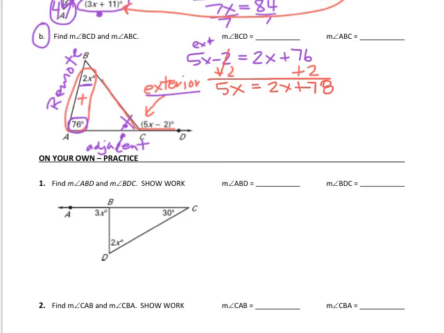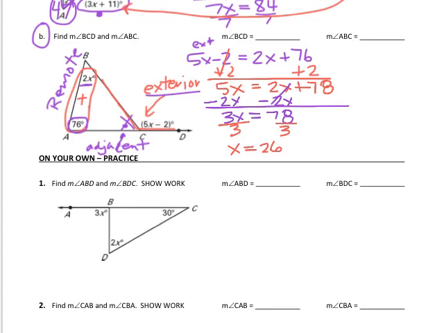And then if I subtract 2x here, I'd have to do that on the left as well. And so now I have 3x equals 78. And then I'm going to divide by 3 on both sides. And so I'm going to find out what x is. And x is going to be 26. 78 divided by 3 is 26.